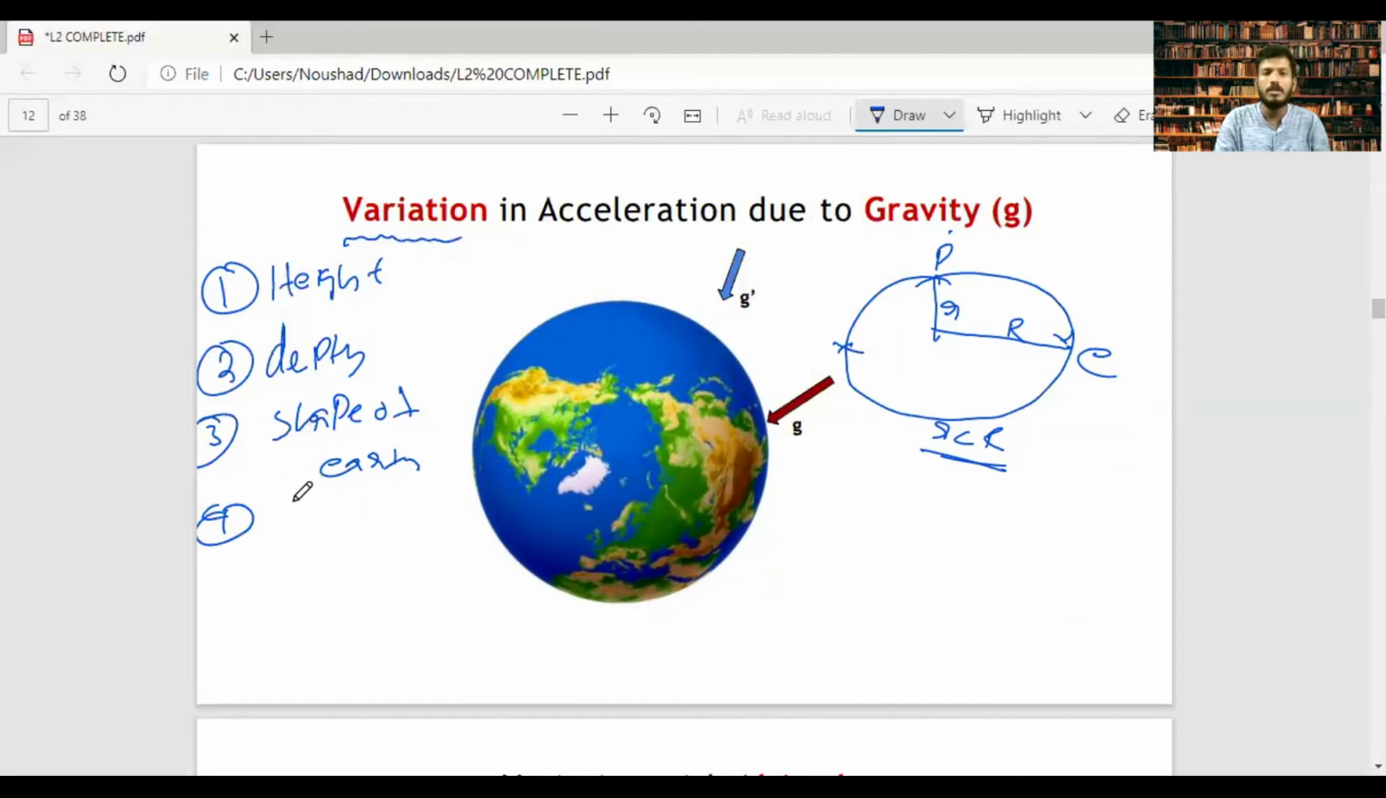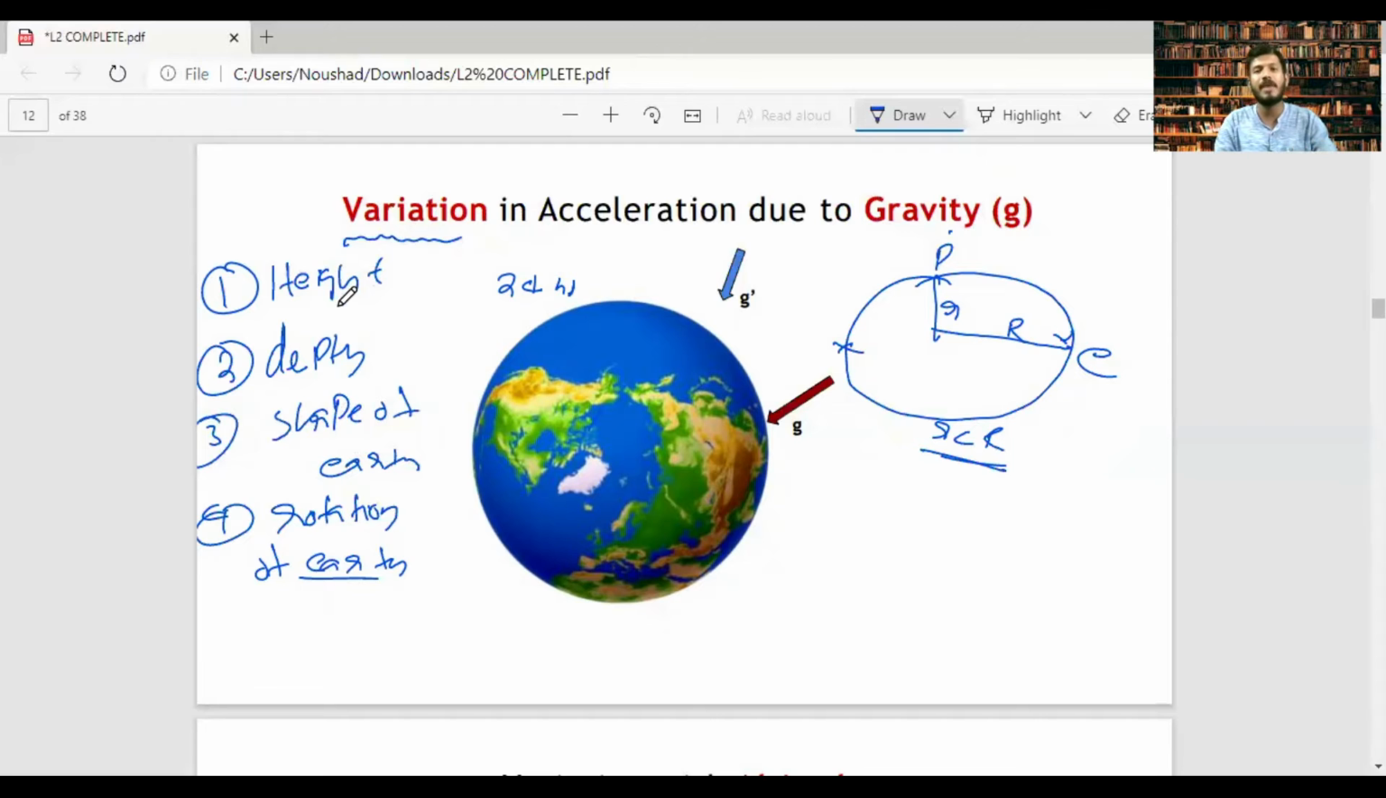Number 4 is rotation of Earth. Earth is rotating. There are 2 types of motion. First one, revolution, that is around the sun. It takes 365 days. But besides revolution, Earth has another type of motion, that is rotation. Rotation about its own axis takes 24 hours. Due to this rotation, the value of acceleration due to gravity on Earth will change.